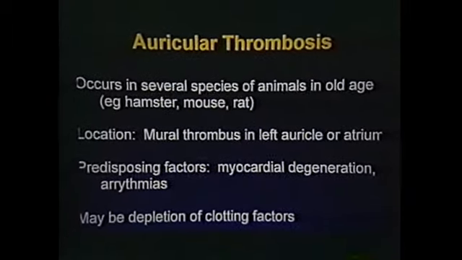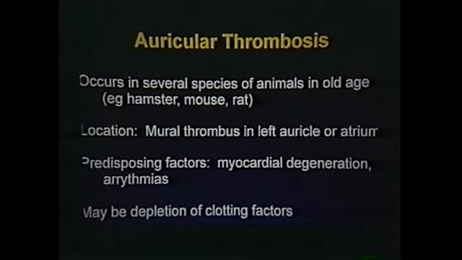So just to summarize, auricular thrombosis occurs in several species of animals in old age. In this case, the hamster, but certainly occurs in mice and rats as well. A mural thrombus in the left auricle or atrium, and the predisposing factors, certainly if there's myocardial degeneration or arrhythmias, may contribute to the cause, and certainly clinically there may be depletion of the clotting factors.